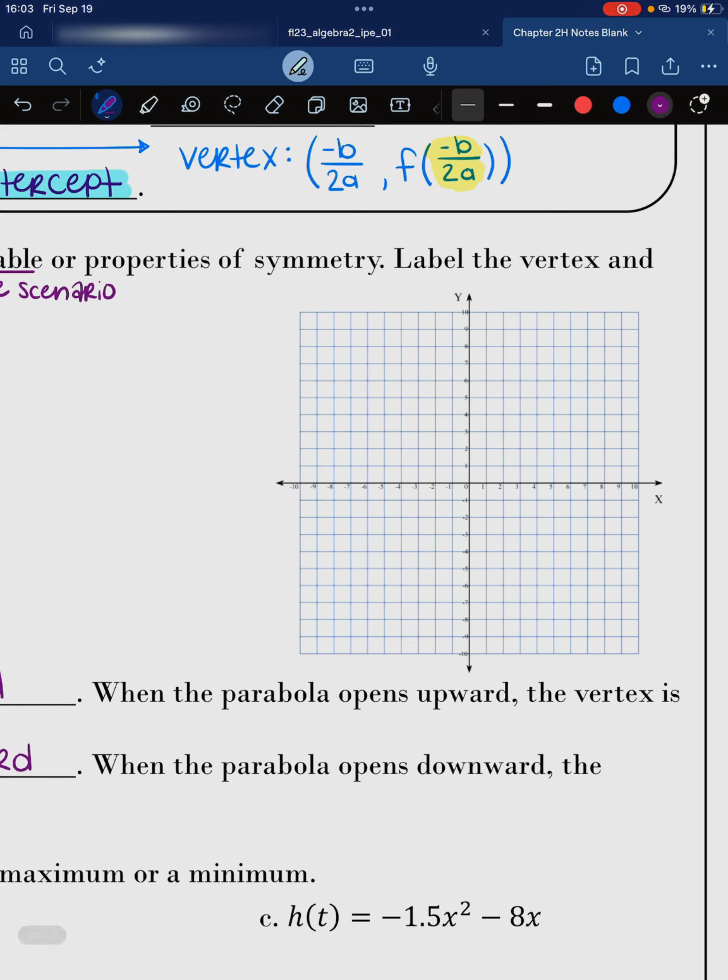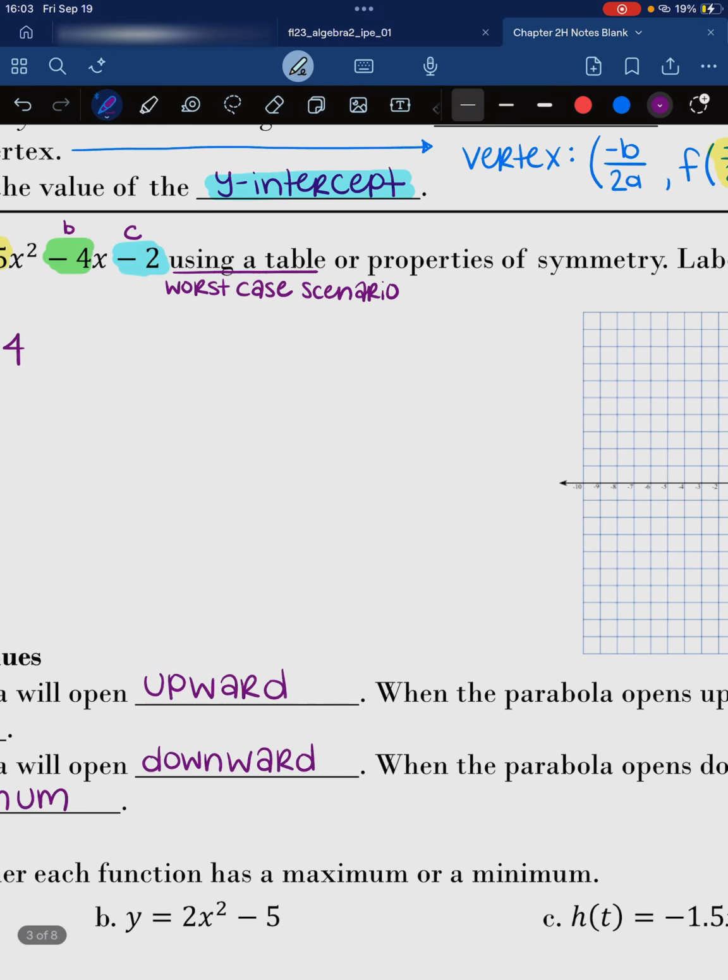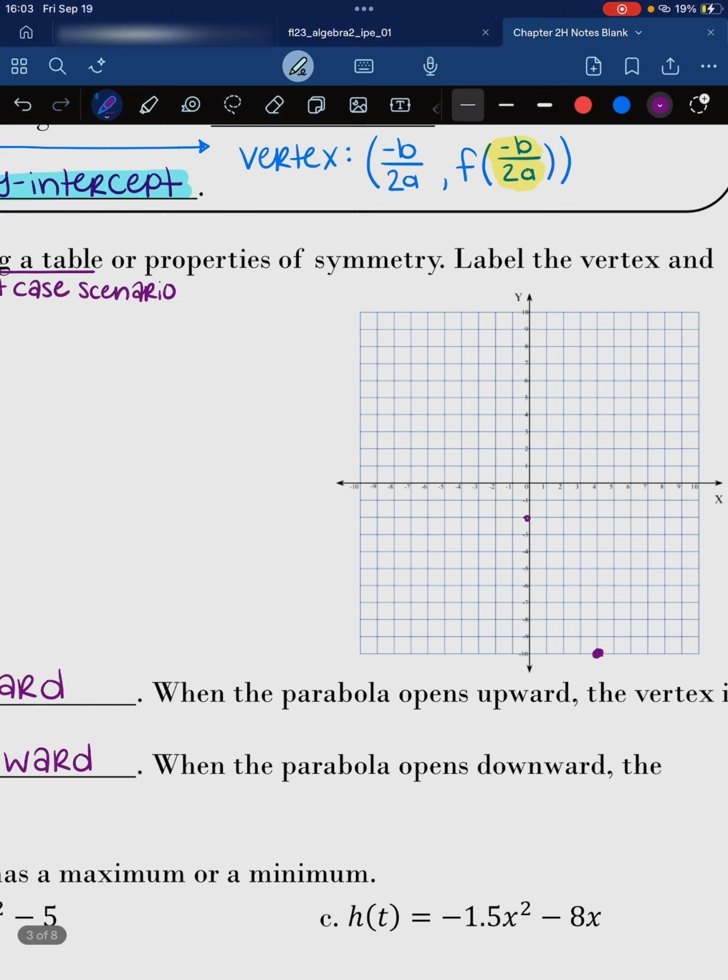So 4, negative 10. Another shortcut I can use, remember I pointed out that the C value is your y-intercept, so my y-intercept is going to be -2. We can use properties of symmetry to say that that is 1, 2, 3, 4 to the left of my vertex. It's a little bit more obvious if we draw that axis of symmetry in there. There we go. So then 1, 2, 3, 4 to the left. So I know that that point also has to be on my parabola.